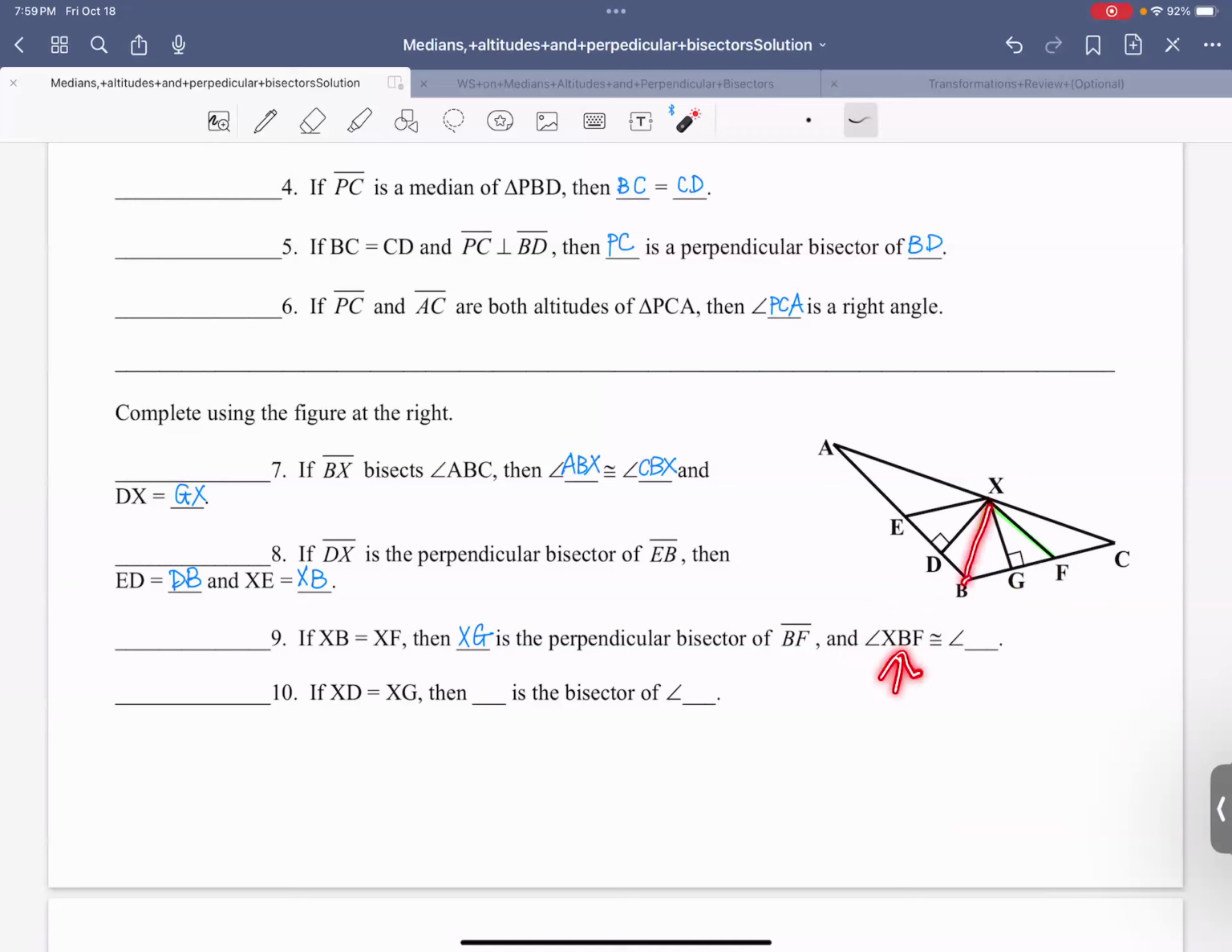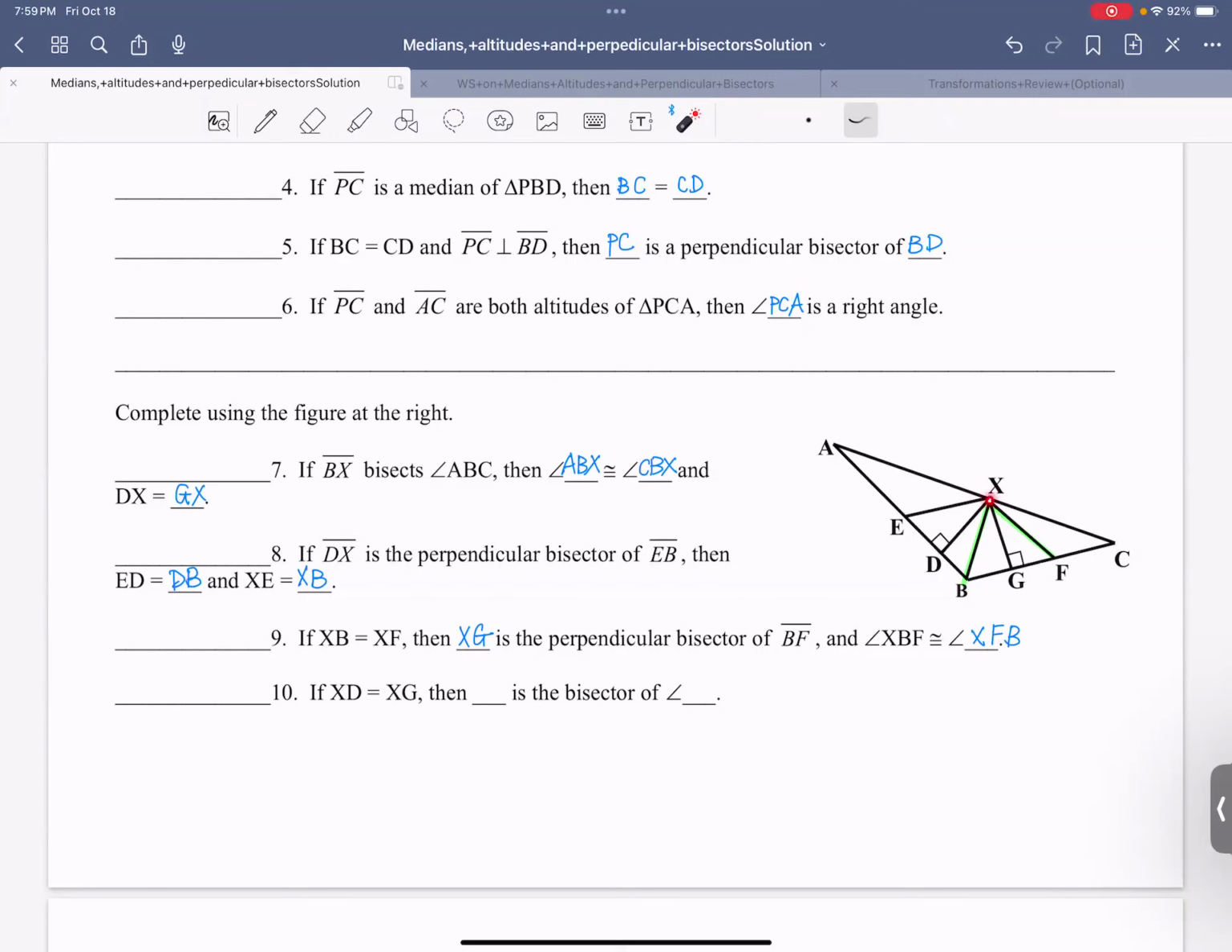XBF, XFB, correct? Yeah. That makes sense. Okay. Next.